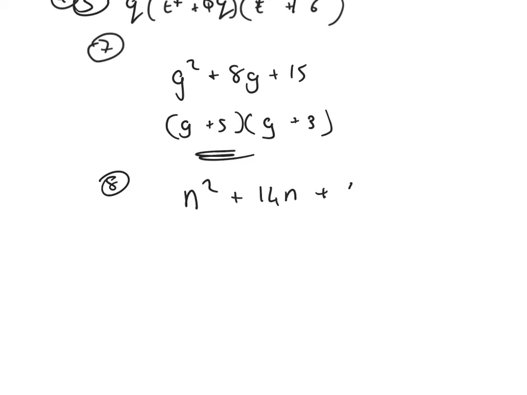Example 8. N squared plus 14n plus 40. Okay, two numbers that multiply to give 40 and add together to give 14. Take your time. That's 10 and 4. 10 plus 4 is 14, and 10 times 4 is 40.